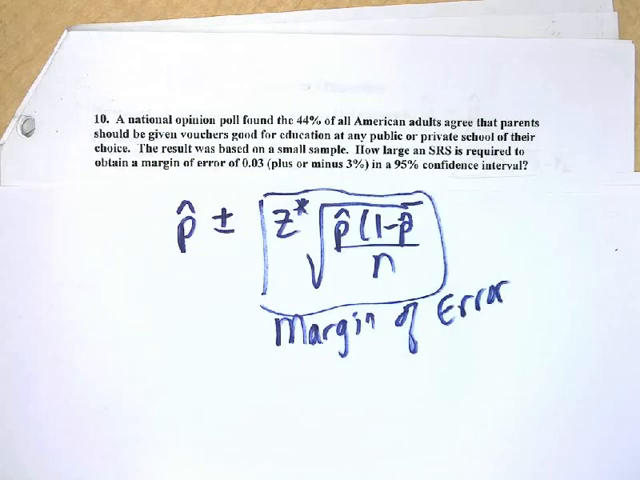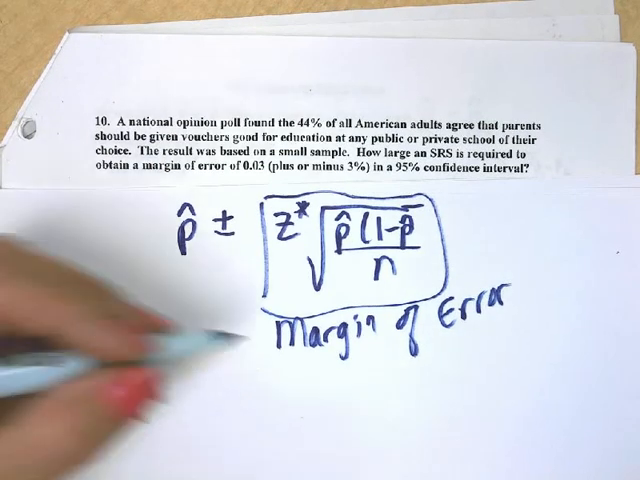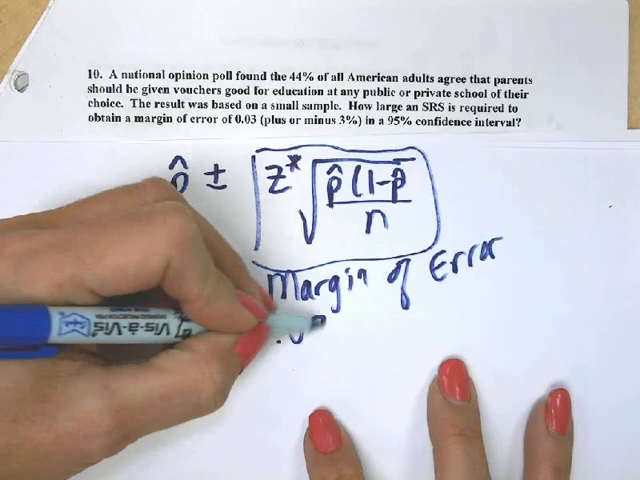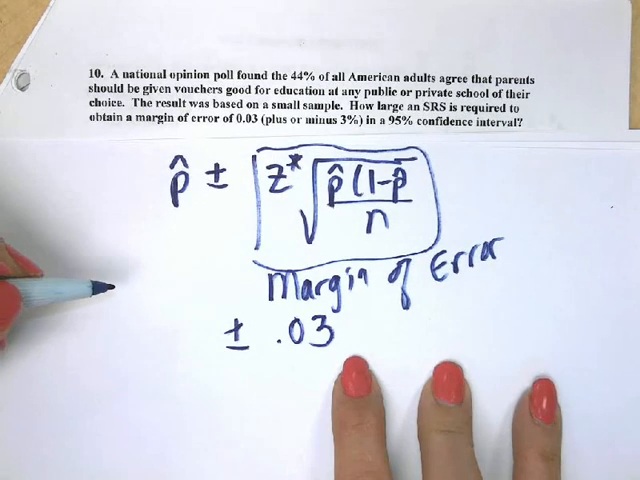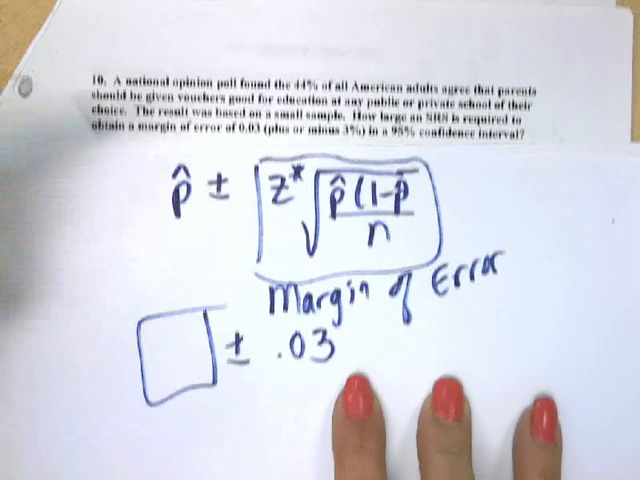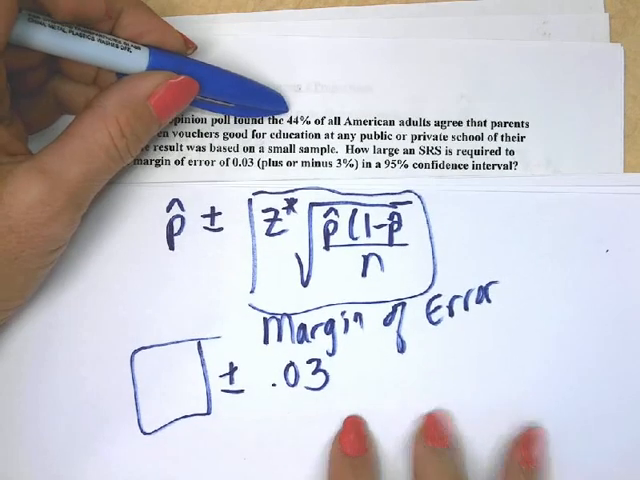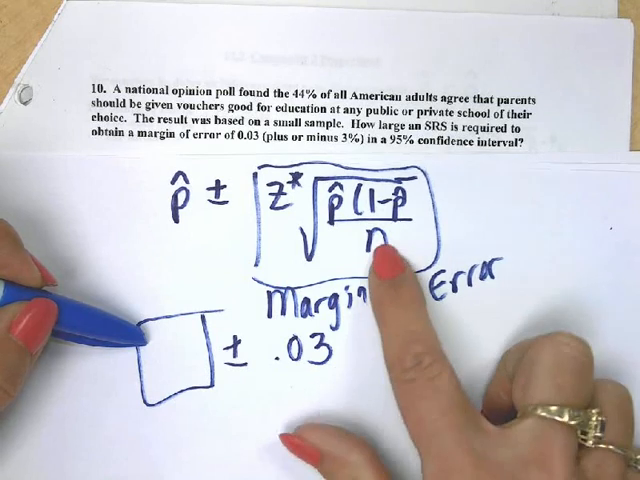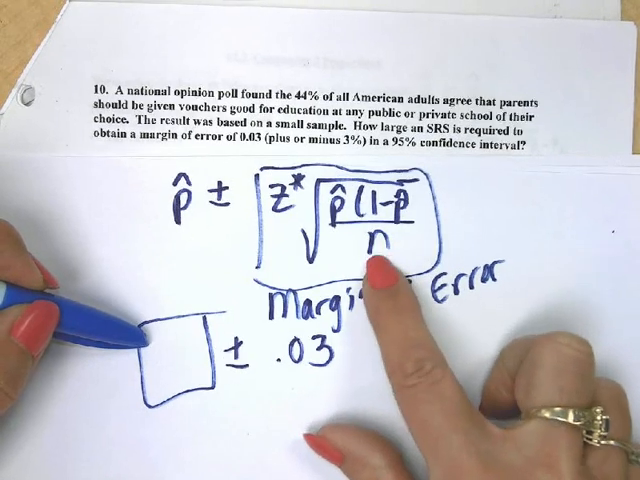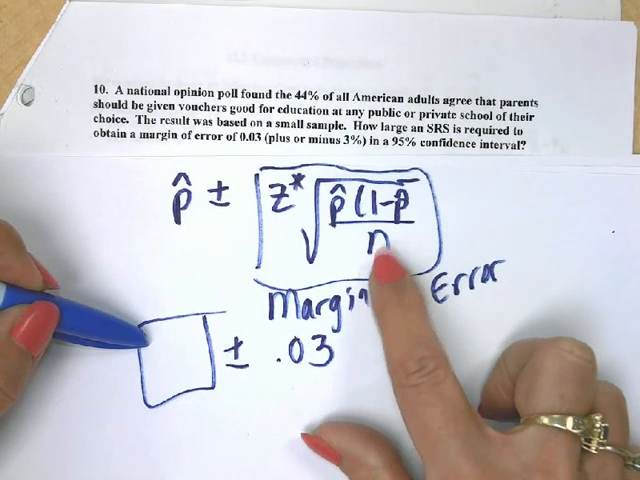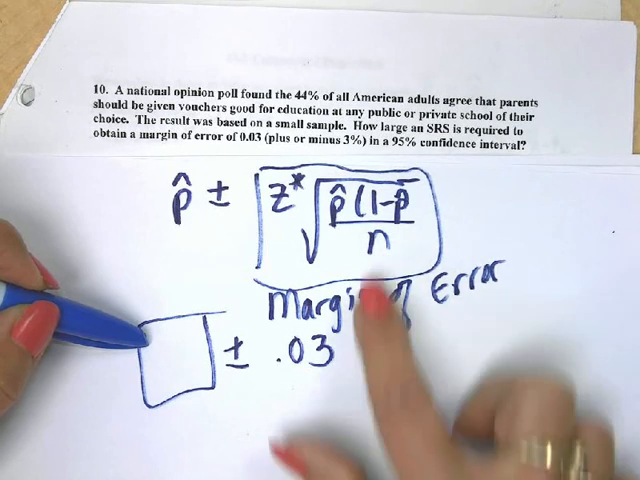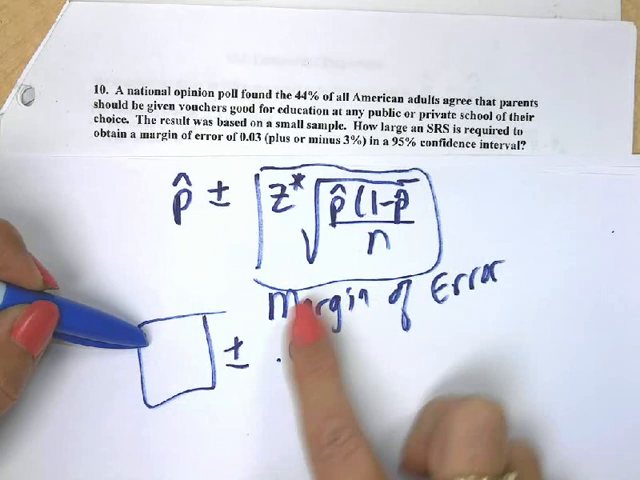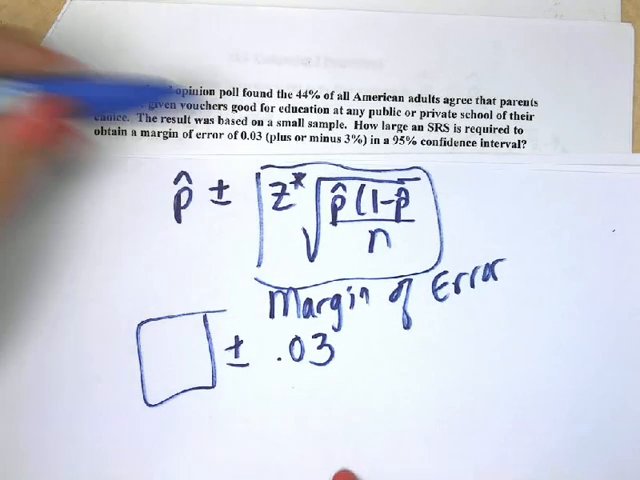And so we're saying that we want to sample and have this plus or minus be no bigger than 0.03. So whatever you get here, and apparently in one very small sample they got 44% to be here, we want to know how large of a sample size. We know that this n is going to control our sample size. We want to know how large should n be so that this margin of error is plus or minus 0.03.